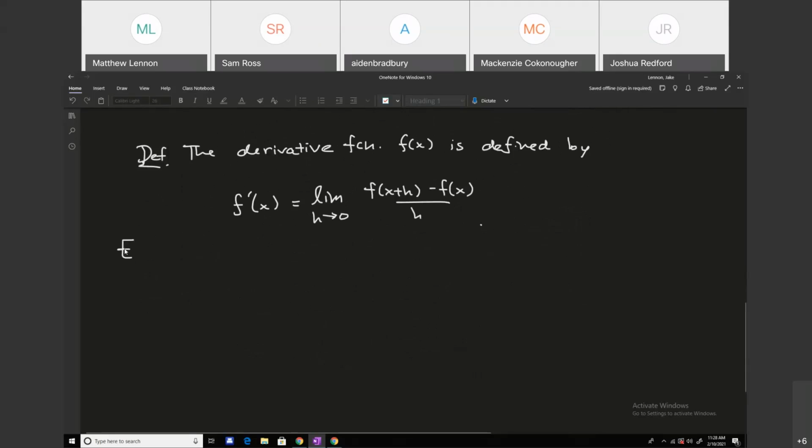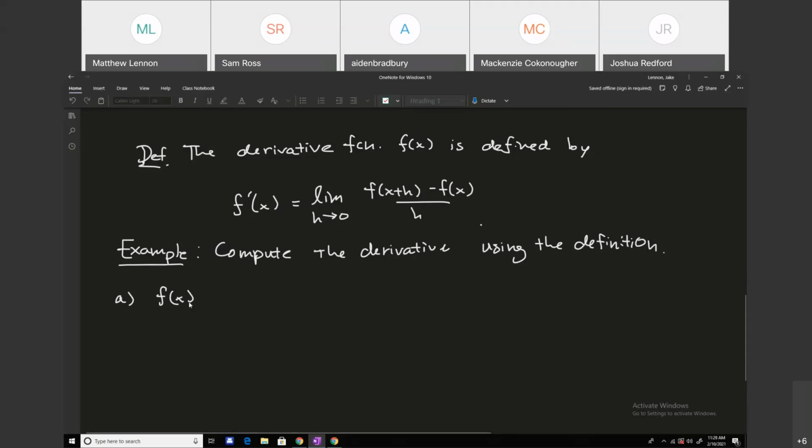So for example, let's compute the derivative using the definition. So whenever they say using the definition, that basically means the long way. So if you know some of the shortcuts already, you might know the answer, but we still have to go through the steps. So the first one, let's say we have f of x is x squared.